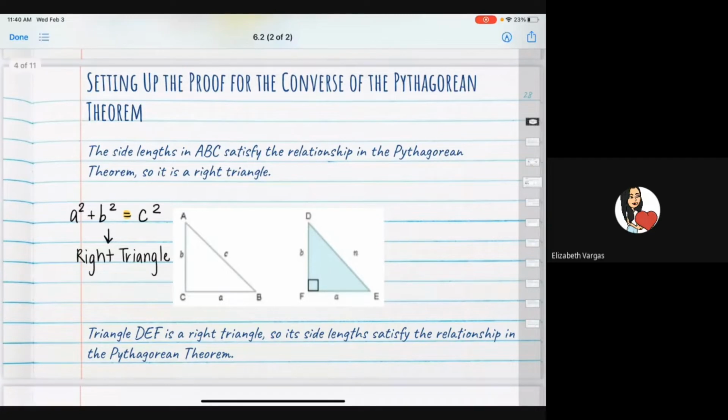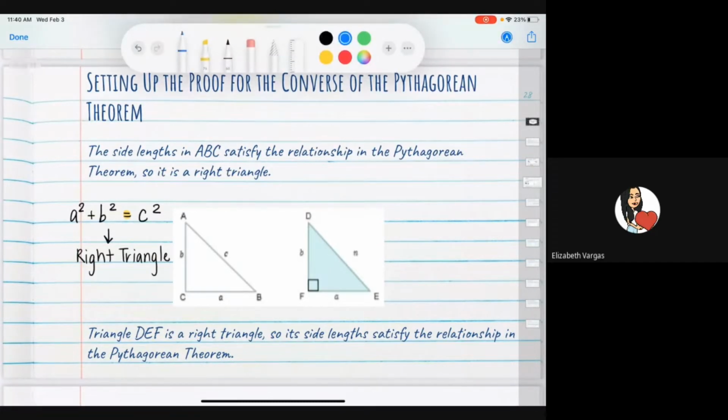So an example of that would be if I told you that for my triangle ABC right here, that a squared plus b squared equals c squared was in fact true, well then I can assume from there that this would be a right triangle. I can't just assume it's a right triangle, but once I plug it into the Pythagorean theorem, I can therefore assume it's a right triangle if it does in fact equal c squared. The converse of that would be us already knowing that the triangle is a right triangle, like we see here in DFE.